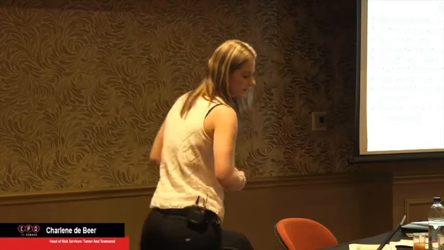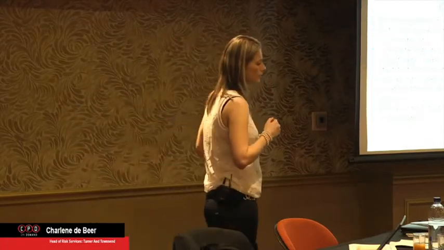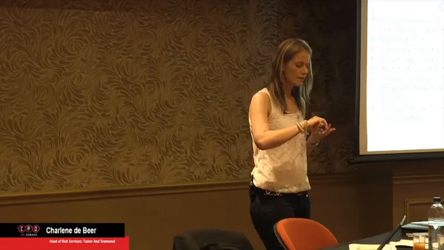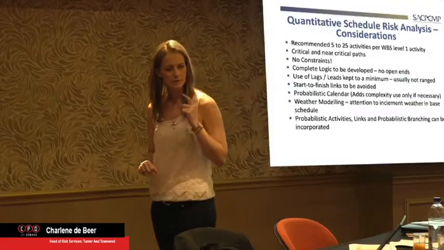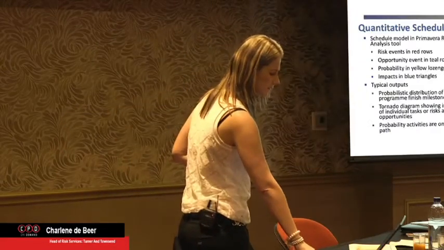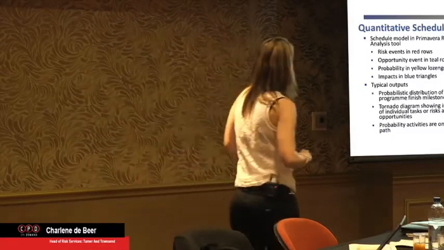Try and get it as accurate as possible. And then your activities and your links. That's what I said: make sure if you attach them to either the critical path or near critical path ones, don't attach 2 risks to the same activity, because then it will just double dip it. Then the outputs we get with a quantitative schedule risk.